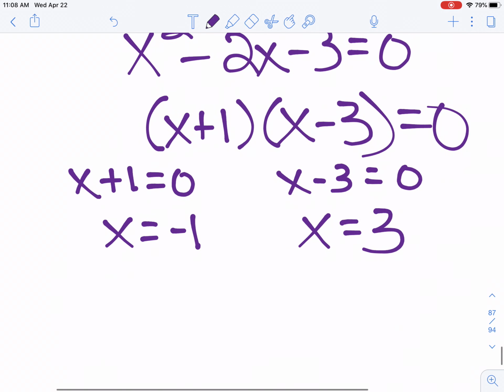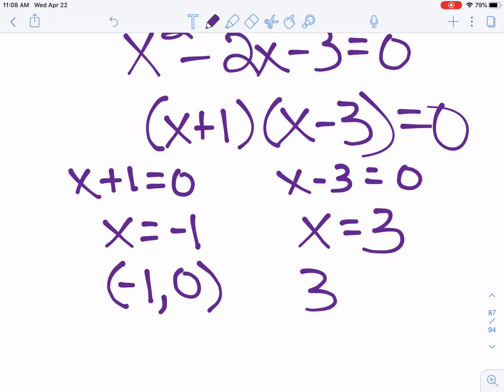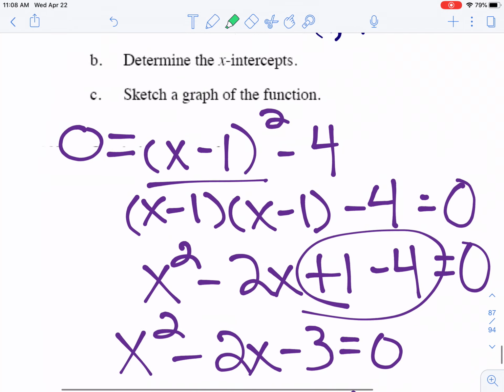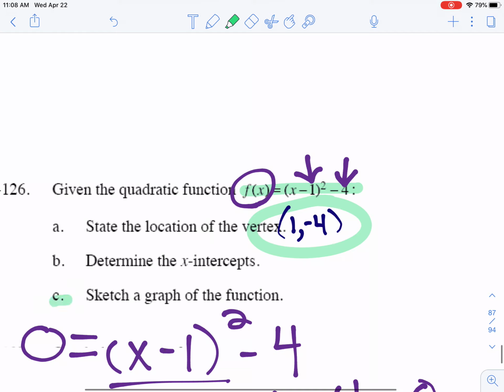So remember, those values mean that they're (negative 1, 0) on the graph, and (3, 0) on your graph. So now you have these 2 points, plus you have your vertex to sketch your graph.